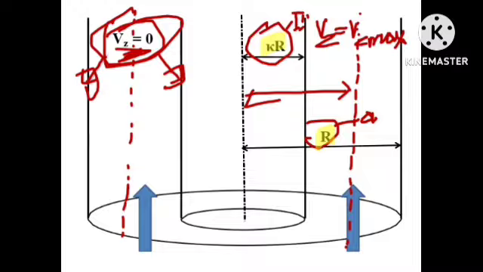This we call a wavelength R. Okay, this will be called a wavelength R. This is called KR. This is called wavelength KR, and this is called R. Okay, got it.